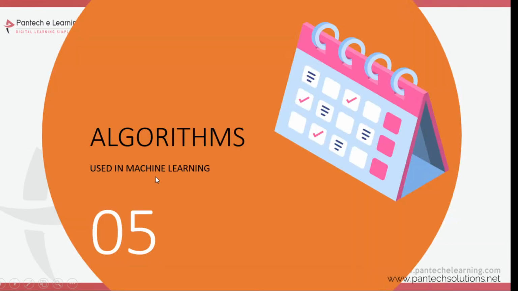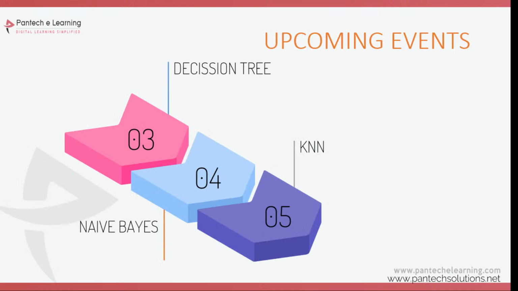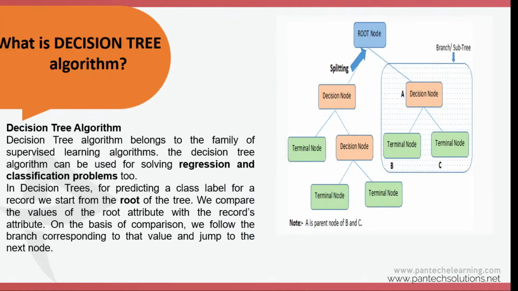Algorithms which are used in machine learning. What are the different algorithms mostly we use in the machine learning concept? Yes: random forest, logistic regression, decision tree, naive Bayes, KNN. Let us know in detail. First, what is this decision tree? The decision tree algorithm belongs to the family of supervised learning algorithms. This can be used for solving regression and classification problems.